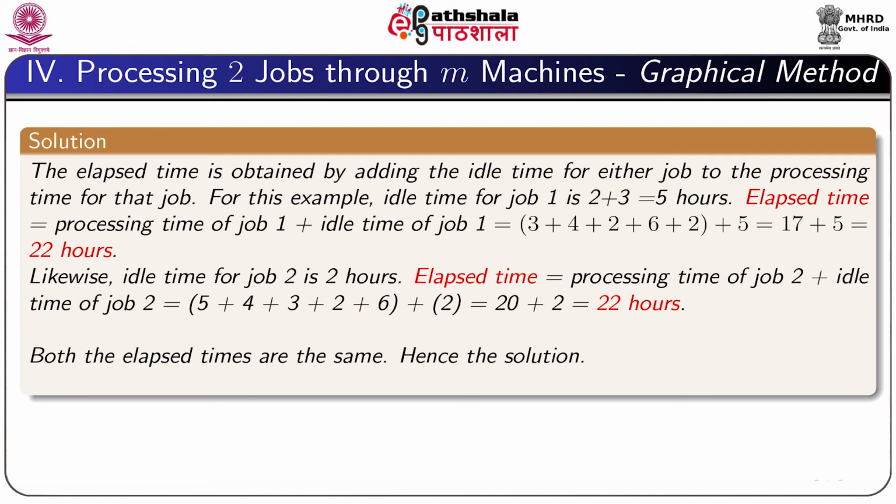The elapsed time is equal to process time for job 1 plus idle time for job 1, which is equal to 22 hours here, and the elapsed time is equal to process time of job 2 plus idle time for job 2, which is equal to 22 hours again. Since both the elapsed times are same, we get the optimal solution here.